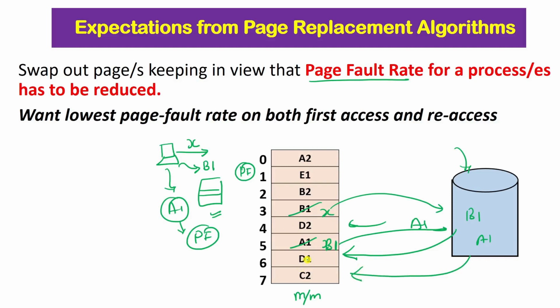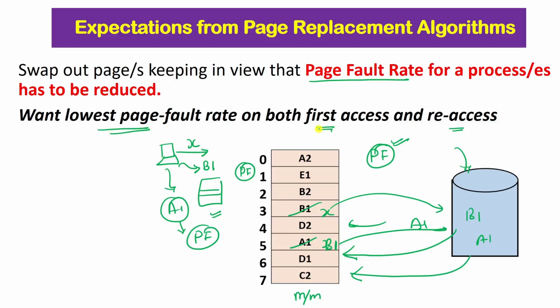Here one thing you can observe: the page replacement algorithm is selecting a page which is going to be used in the future. So overall, the page faults are increasing, because a page fault is generated every time for a new incoming page. This is a bad page replacement algorithm. It should select a victim page so that the page fault rate for the overall scenario decreases. We want the lowest page fault rate.